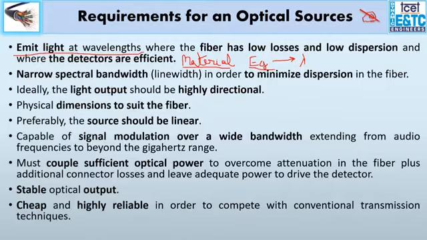The second is most important. We are looking into getting low dispersion, so narrow spectral width. That means all the light output from the source should be in phase, and hence that will give us a small spectral width, and that will minimize the dispersion. Ideally, the light output should be highly directional. Having it highly directional will help us direct the light into the acceptance angle of the fiber, and hence maximum coupling efficiency will be there.